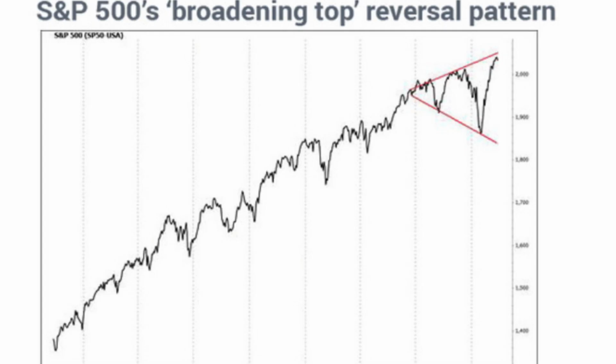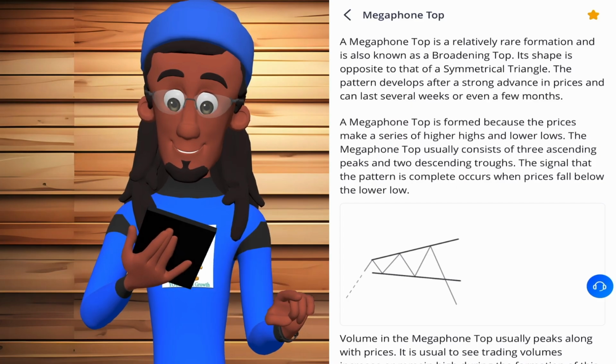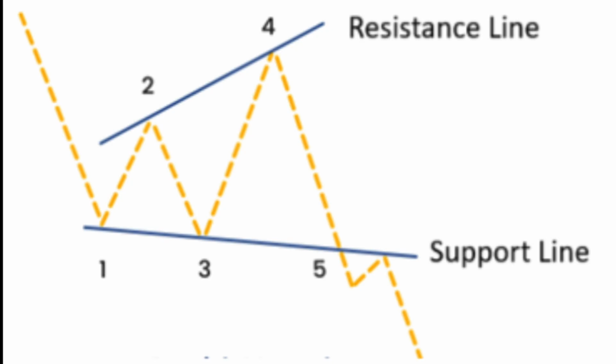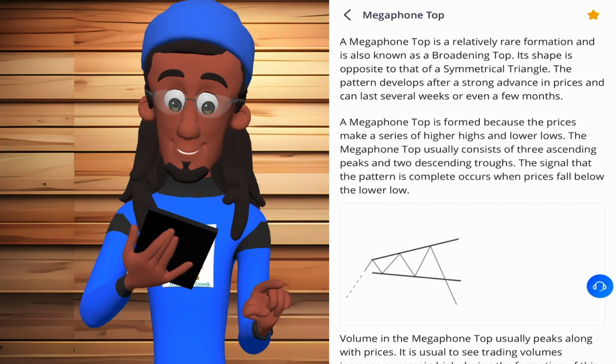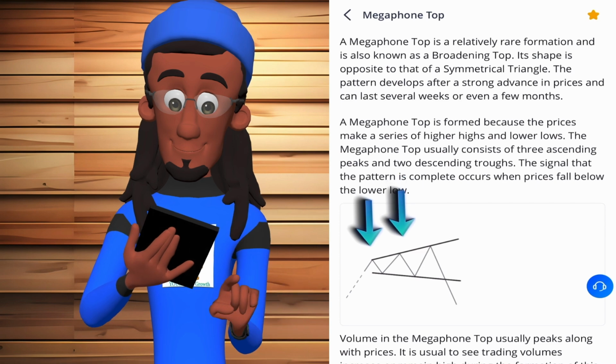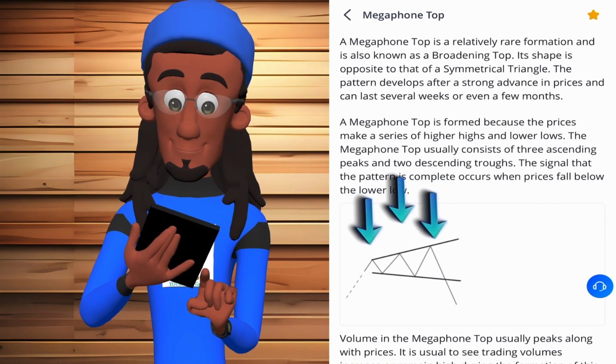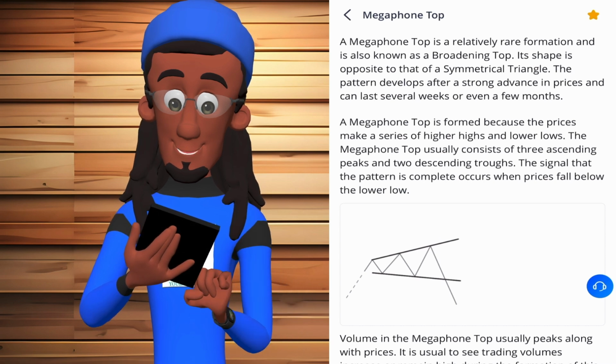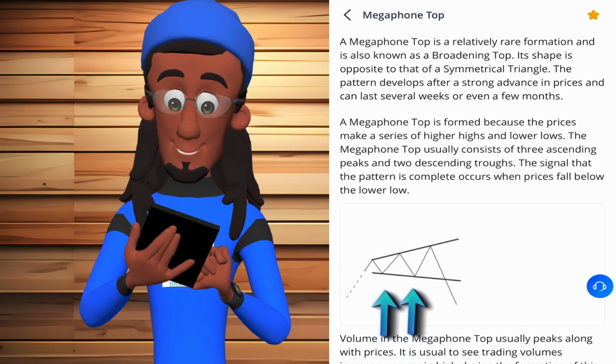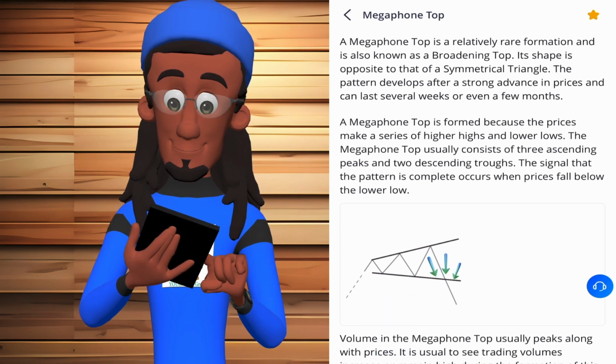A Megaphone Top is formed because the prices make a series of higher highs and higher lows. Okay, that's easy to understand. The Megaphone Top usually consists of 3 ascending peaks and 2 descending troughs. So we got 1, 2, 3. So 3 peaks, and we have 1, 2 descending troughs. The signal that the pattern is complete occurs when price falls below the lower low.